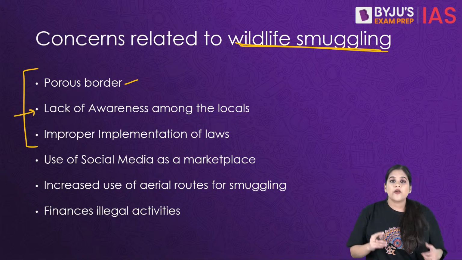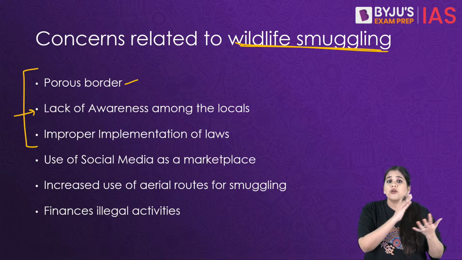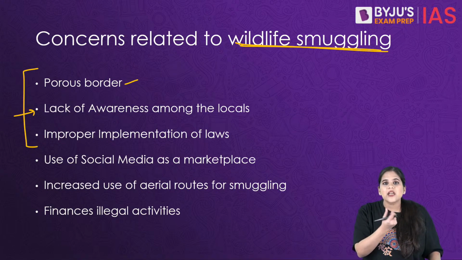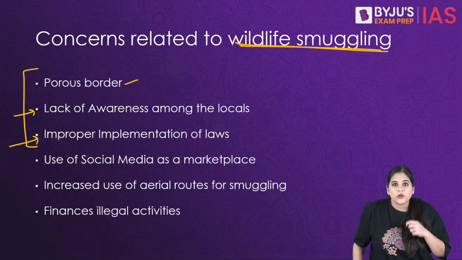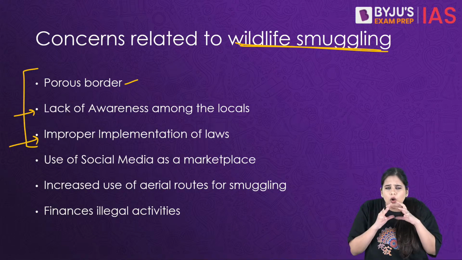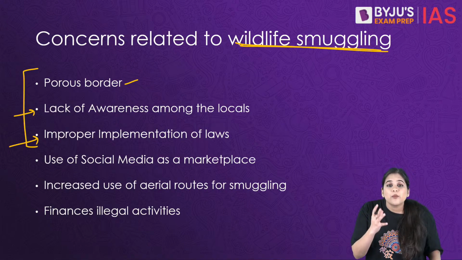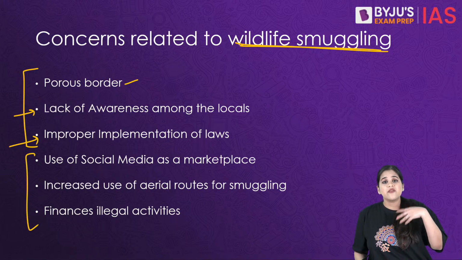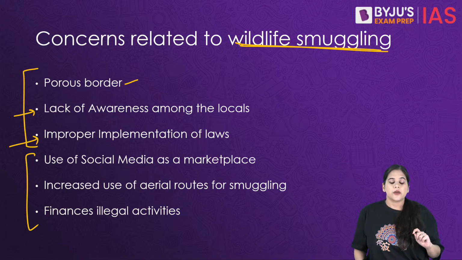There is a lack of awareness amongst the locals regarding trafficking, regarding not to consume the meat, not to use the materials taken out of those animals. There is improper implementation of the laws. We have a lot of laws for protection of the wild animals, but their implementation is the problem. Then we have 3 very major upcoming concerns related to wildlife trafficking.